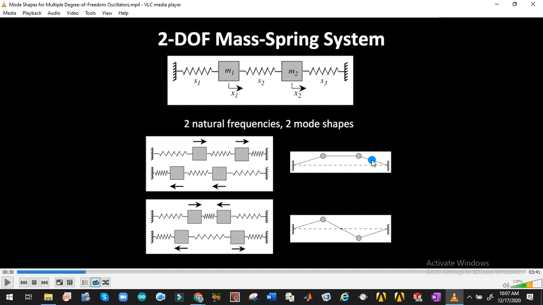Okay, so let me explain. For example, if the system is excited at first mode, then we can see that nodes are here and here. Sorry, antinodes are here and here, nodes are here and here. So we can see maximum displacement is at this point and this point. In second mode we can see there are three nodes and two antinodes. This is your first node, second node, and third node. So these are your antinodes.